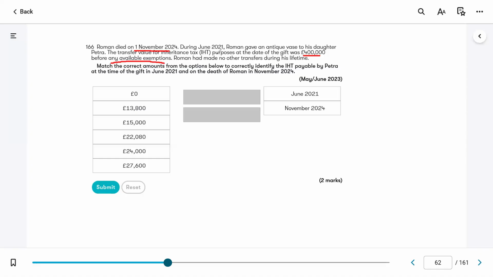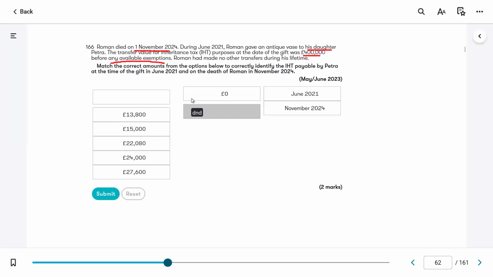Okay. So one thing, this is a PET. This is not a gift to a trust. If it was a gift to a trust, then it would have become a chargeable lifetime transfer. But since Roman gave this antique vase to his daughter, there's going to be no tax during the lifetime. So we can simply select that the value for June 2021 is going to be 0.